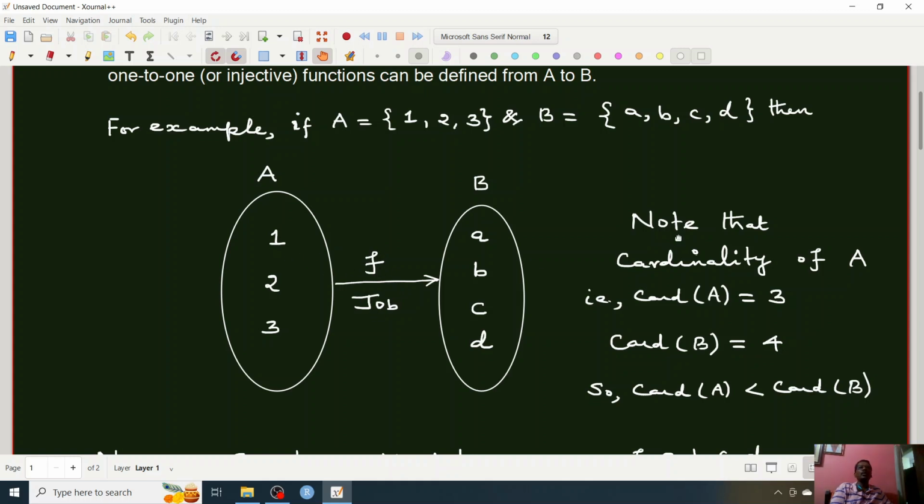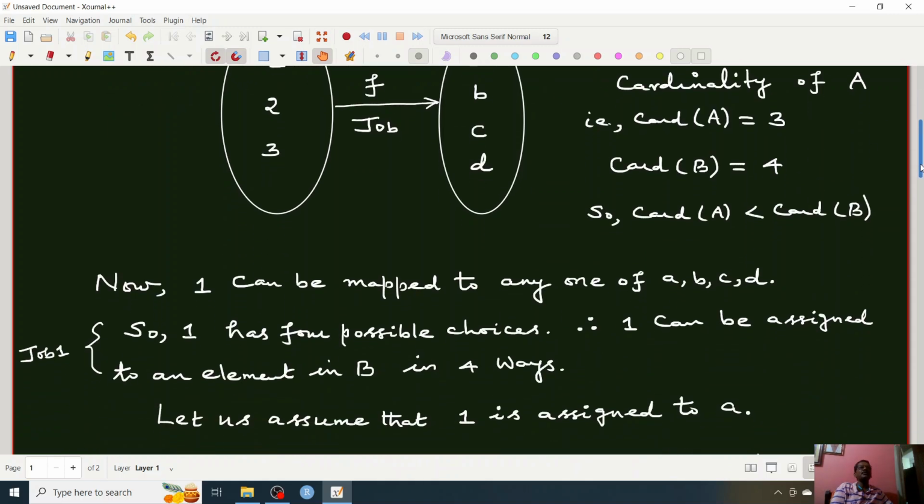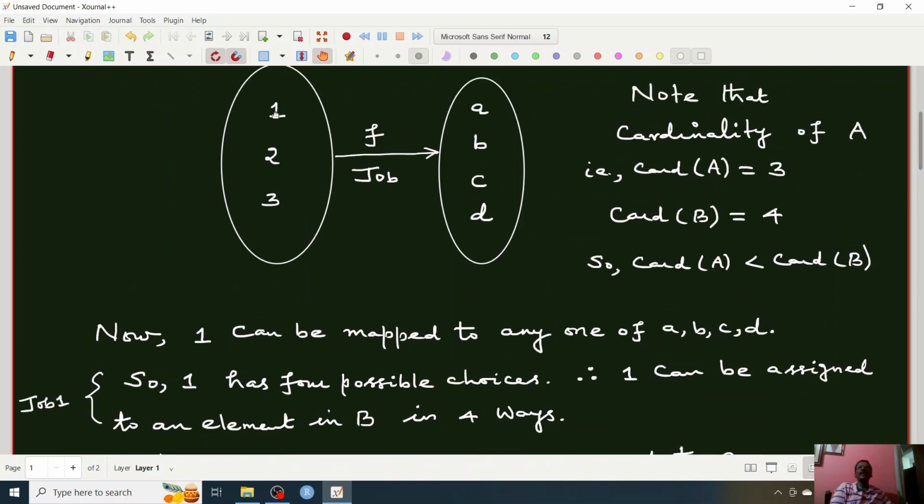Now note that the cardinality of A is 3 and the cardinality of B is 4, and also that 3 is less than 4. So the condition about the cardinality is satisfied. Now what happens here is, the 1 in A can be mapped to any of the 4 elements in B. So 1 has how many possible choices? 1 has 4 possibilities or 4 choices. So 1 can be assigned to an element in B in 4 ways.